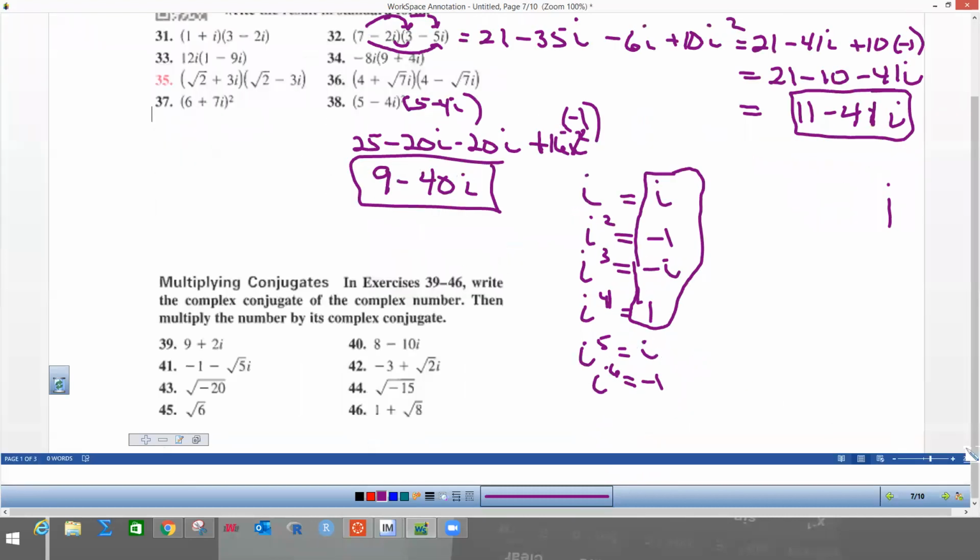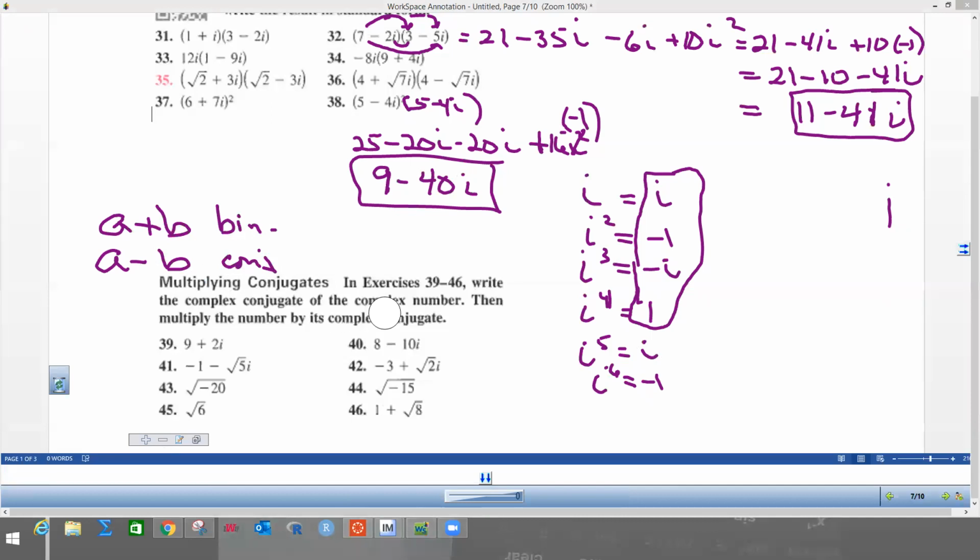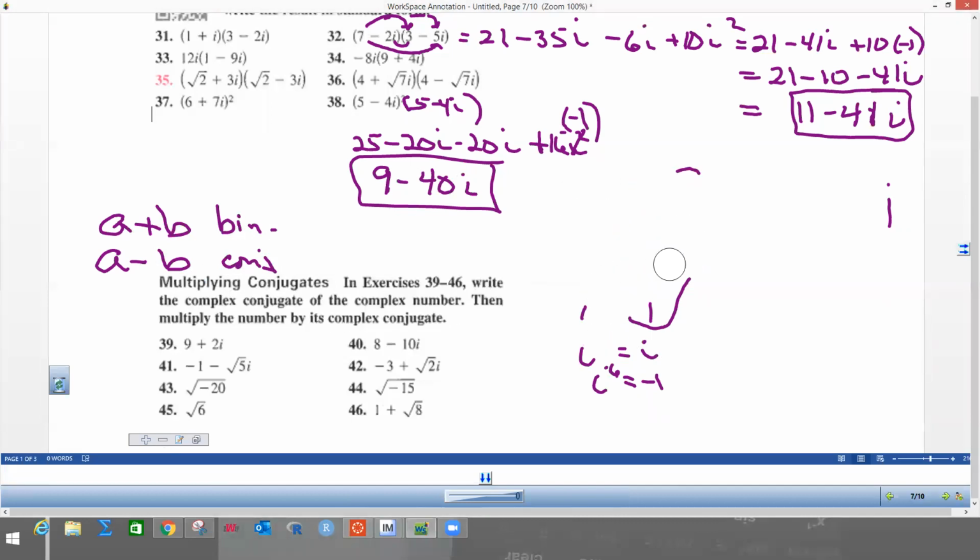Then we get down here to this next part, multiplying conjugates. So a conjugate, if you have a plus b, the conjugate is a minus b. This is a binomial, and this is its conjugate. A conjugate is the exact same two numbers with a different sign between them. When you do these problems, you're supposed to write the complex conjugate and then multiply them. Well, I'm going to show you a shortcut on multiplying conjugates.